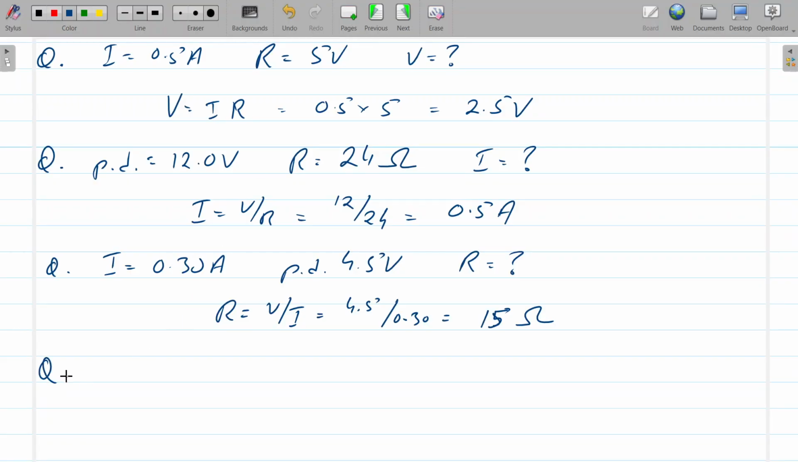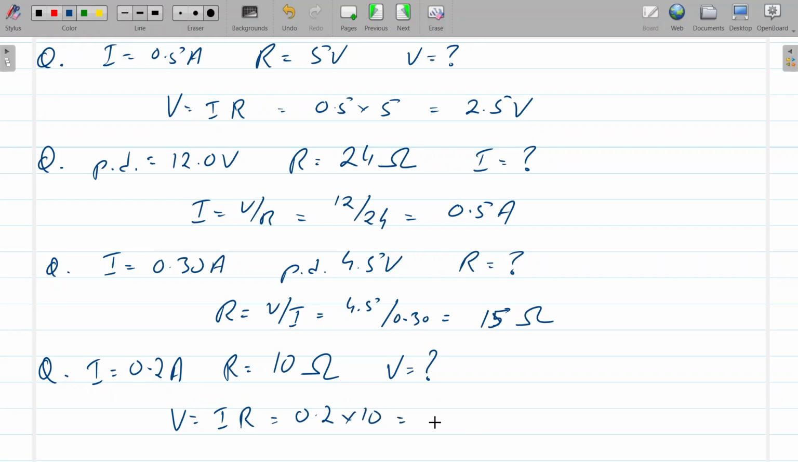All right, we have time. Can we do another question? Oh, you're having fun? Okay. So we have a current of 0.2 amperes and the resistance is 10 ohms. What is the voltage or the potential difference? We will multiply 0.2 by 10, which will give me how much? 2 volts.